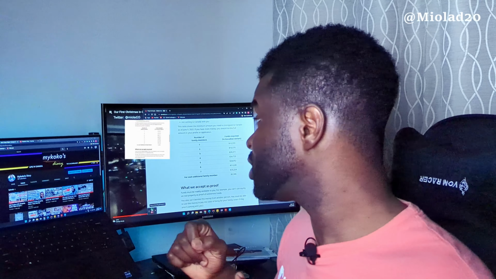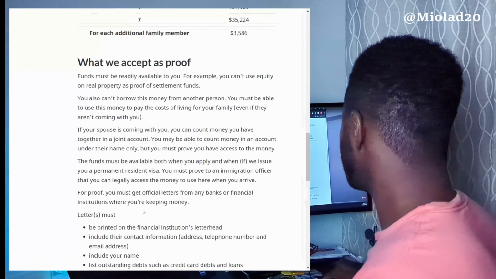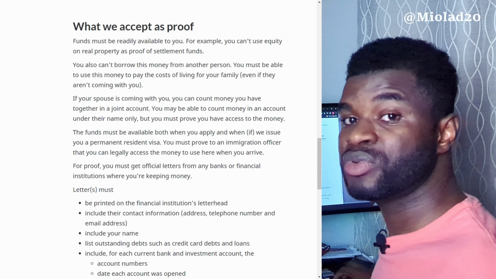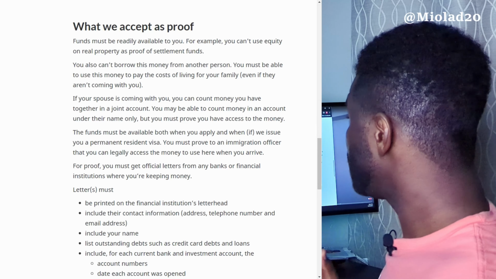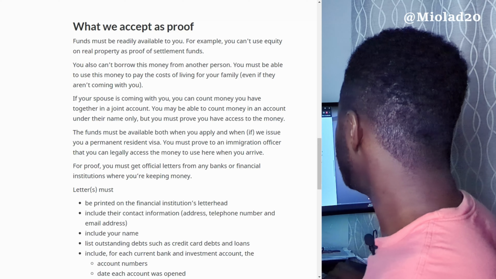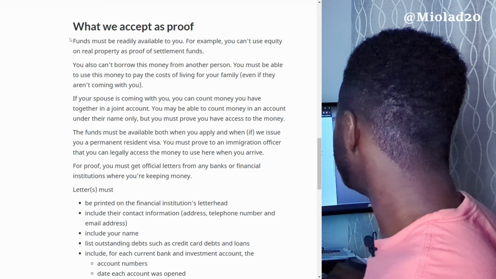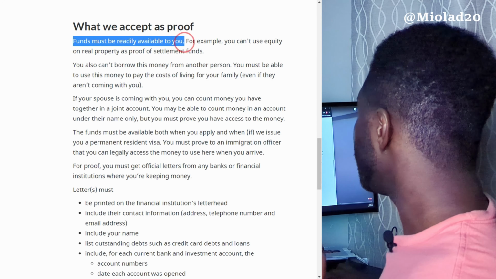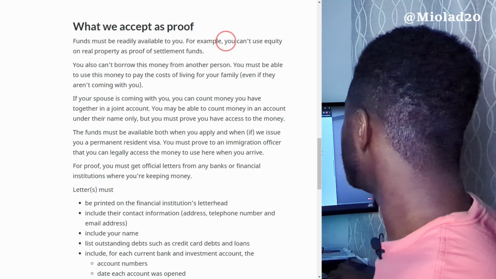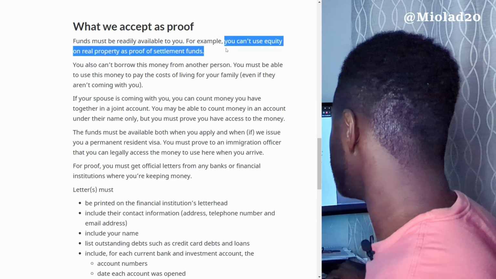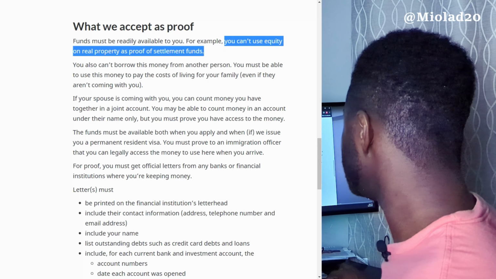Let me go to the website of the Canadian government now, the same page where we saw the required amount of money. The number one thing is that the funds must be readily available to you. By this, it means you cannot use something that is not readily available to you as cash. For example, property. Cash that you will show the government must be readily available to you.